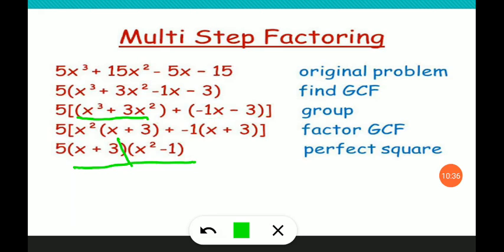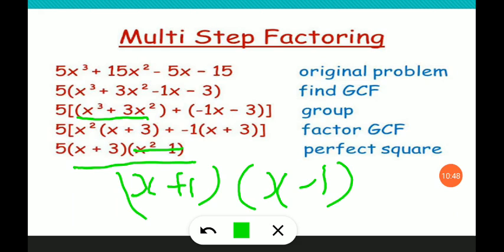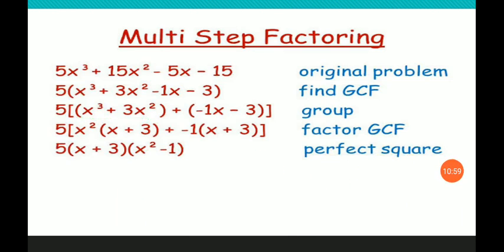Further, since it is x square minus 1, we can apply the formula a square minus b square, and it becomes x plus 1 into x minus 1. Thus the factors of this question are 5 into x plus 3 into x plus 1 into x minus 1. I hope students you understood that in a few questions we have to use different methods also. It is not possible to use only one method for finding the factors.